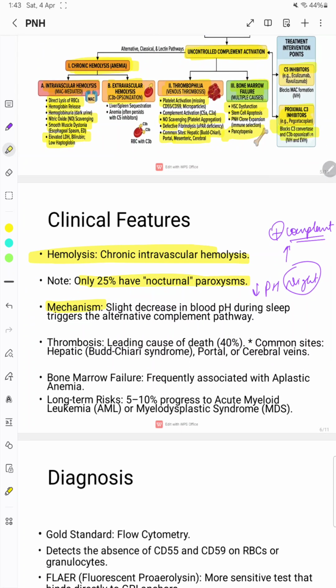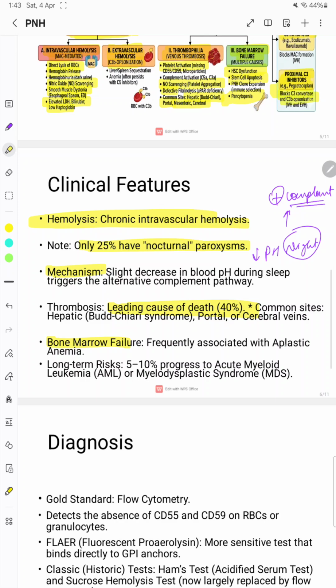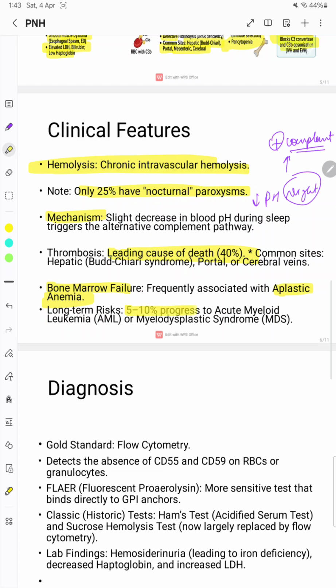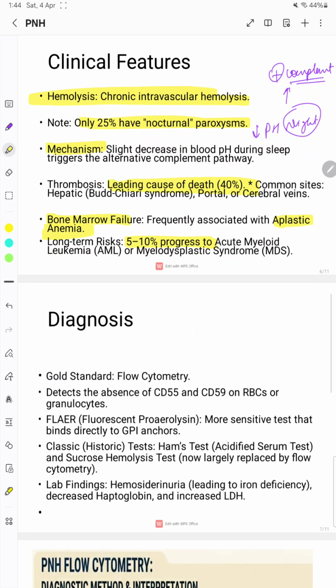Thrombosis is the leading cause of death in PNH, and the common sites are hepatic, portal vein, and cerebral vein. Bone marrow failure is frequently associated with aplastic anemia, and in the long run 5 to 10% of cases of PNH may develop into AML or myelodysplastic syndrome. This also suggests that the pathogenesis is somewhere in the hematopoietic stem cell. So ultimately they result in AML and myelodysplastic syndrome.